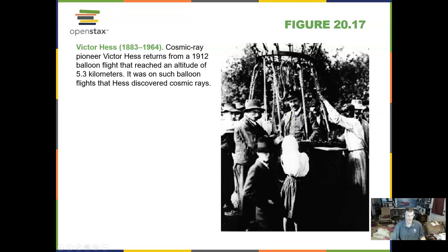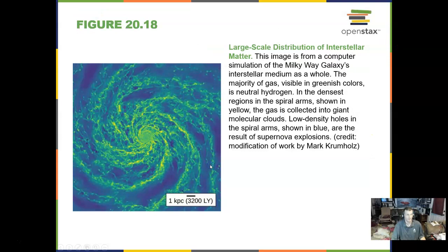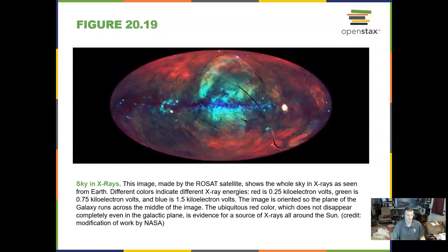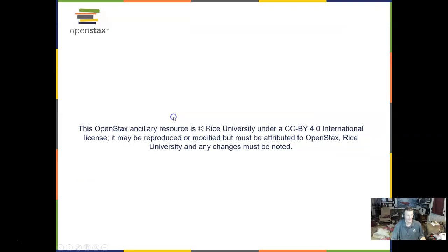A cosmic ray pioneer, Victor Hess, comes back to Earth in this balloon in 1912 to look for cosmic rays. I have detected cosmic rays. Here we have the entire sky in X-rays, and we can see a lot of them in the disk of the Milky Way.